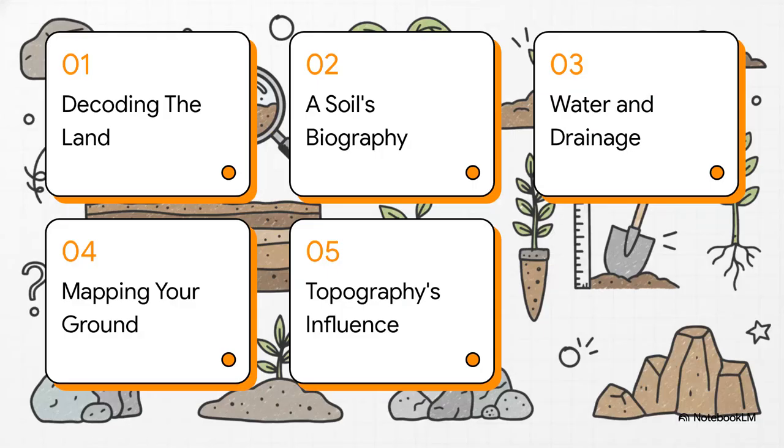So here's our game plan. First, we're going to decode the land by looking at its ancestry. Then we'll get into a soil's biography, which is literally written in its layers. After that, we'll talk about water and drainage, the flow of life, really. We'll get a bird's-eye view by mapping your ground. And finally, we'll uncover topography's hidden and super important influence.